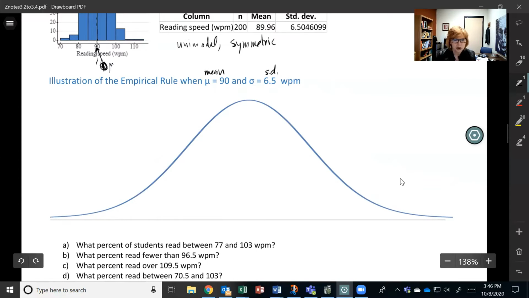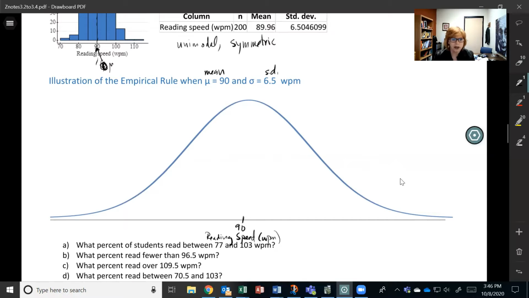All right, so if I go down right in the center, this is where my mean goes. All of these down here are going to be reading speeds, in words per minute. And the average is 90. So 90 is the mean, my measure of center.